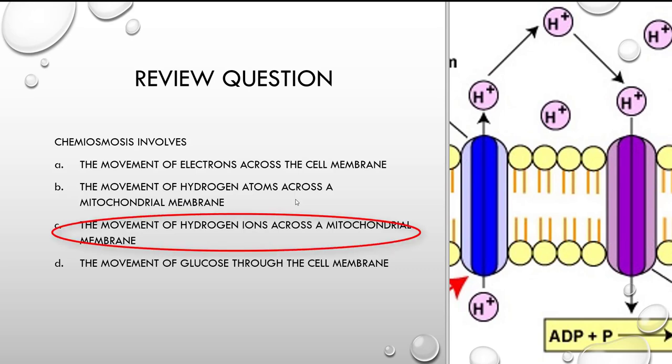If you chose C, I would agree with you. So remember, in chemiosmosis, we're not talking about the electrons moving across the cell membrane. We're talking about the hydrogen ions moving across the cell membrane. The electrons are moving through the membrane, and the hydrogen ions are moving across from the matrix into the intermembrane space. So the movement of hydrogen ions across the mitochondrial membrane. So C is the correct answer.